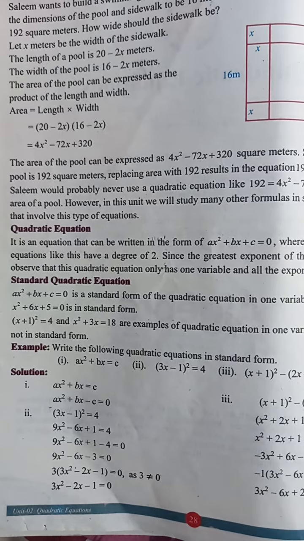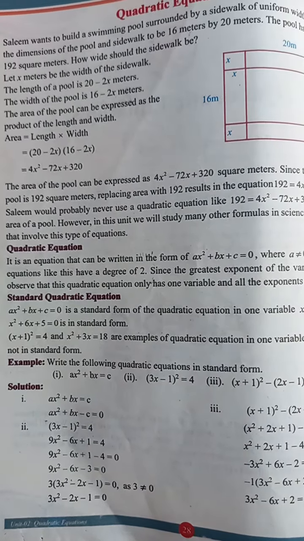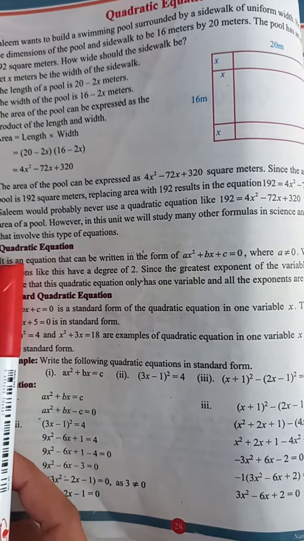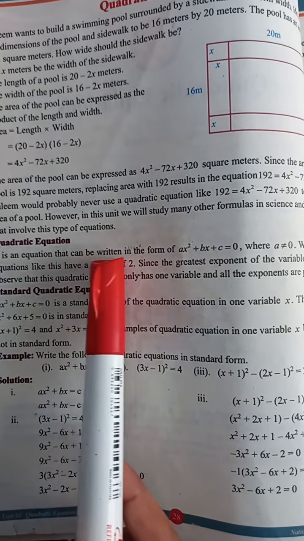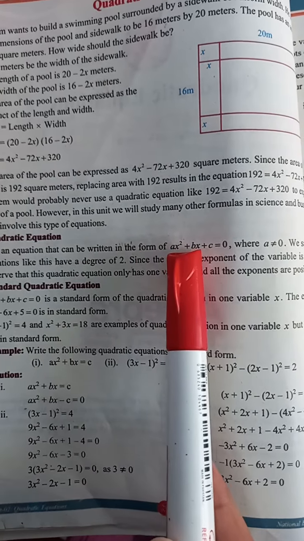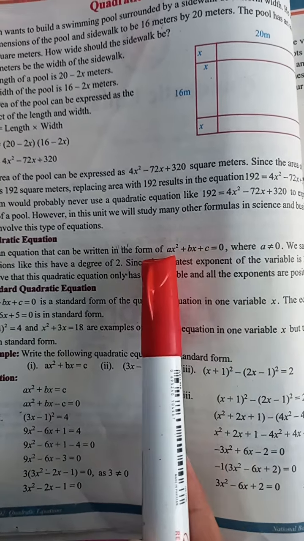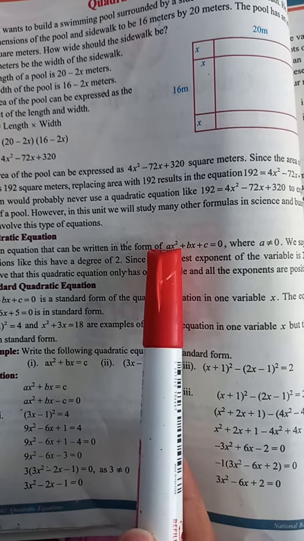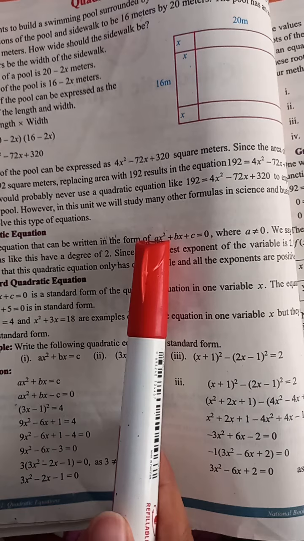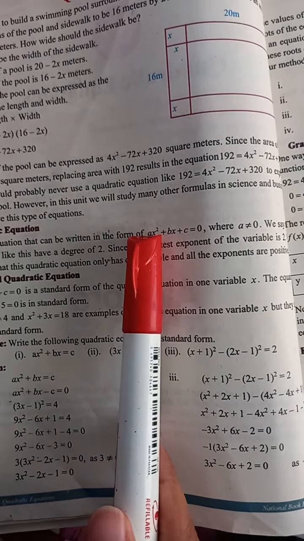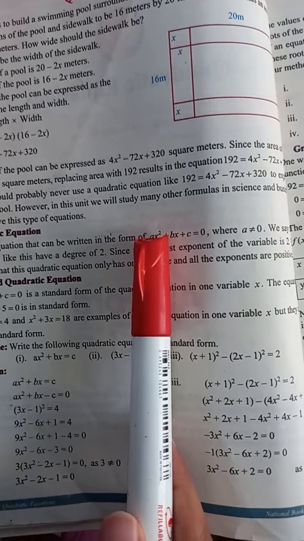So before starting chapter number 2, which is about quadratic equations, let's learn basic information about quadratic equations. An equation that can be written in the form ax square plus bx plus c equals 0, where a can be any number, and the degree of this equation should be 2.